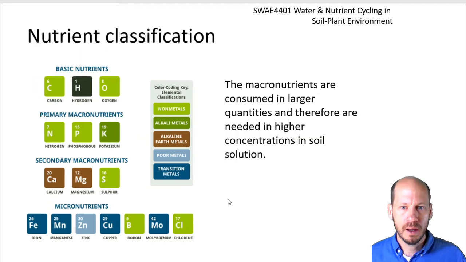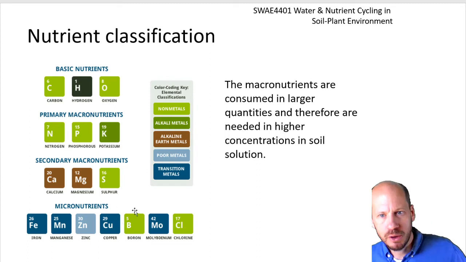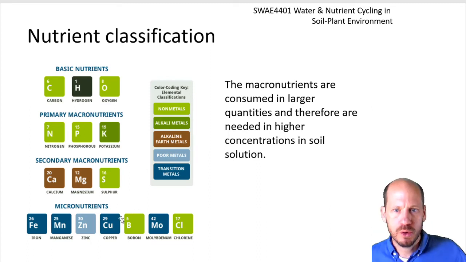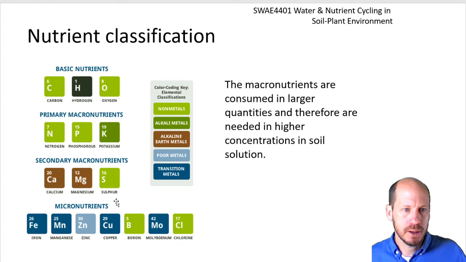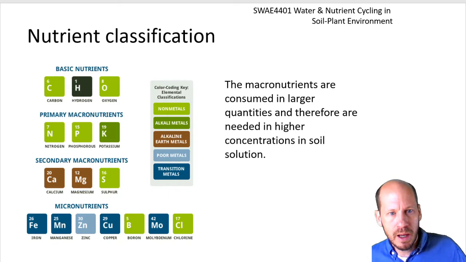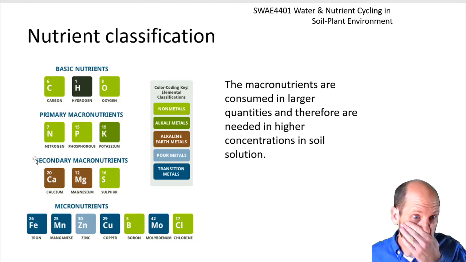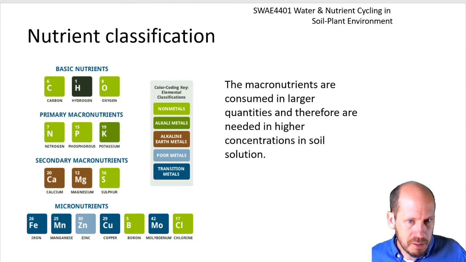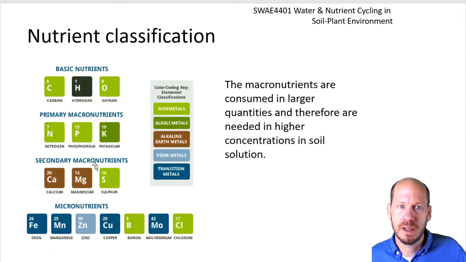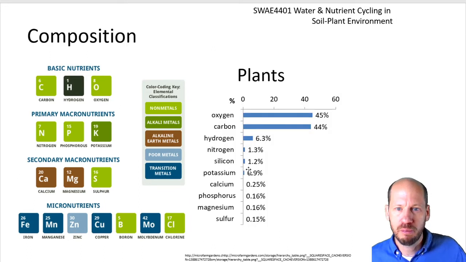So why are these separated in these categories? The macronutrients are consumed in larger quantities, and therefore they're needed in higher concentrations in soil solution. So because you need them in soil solution in higher amounts, this is why we separate them in order of importance. But you may see that sometimes their order of importance, as the concentration we need them in soil solution, is not exactly reflected in the composition of plants.